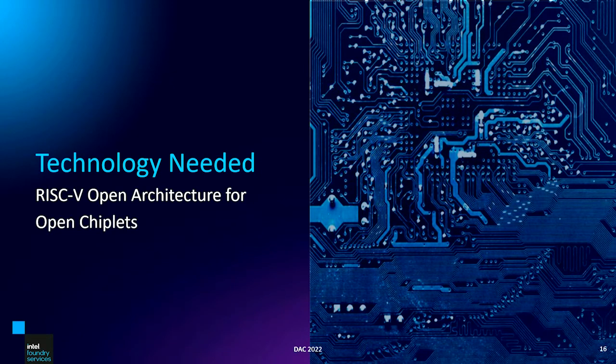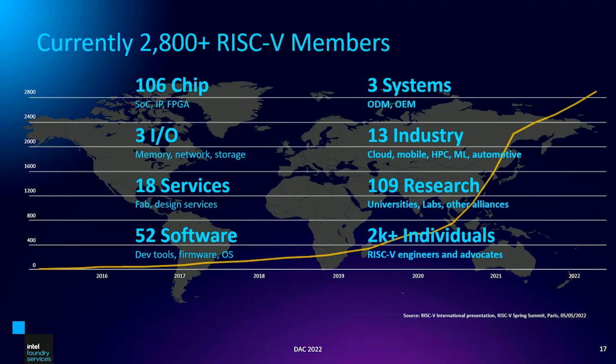So one of the things we see in chiplets is we have to have an open architecture. Everything has to be open. Open RISC-V architecture, open SoC architecture, open manageability, security, you name it. Currently, there's 2,800 plus RISC-V members, 106 chip vendors, 3 I/O vendors, 18 services. You guys can read. The point is, RISC-V International has become a worldwide phenomenon, and I'm very pleased to be on the board of directors and on the technical steering committee. It's a great bunch of people to work with.